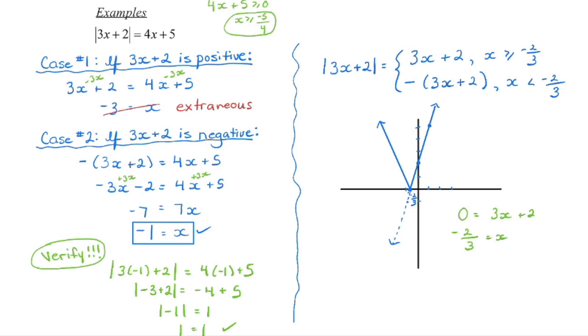So in case 1, we know that x has to be greater than or equal to -2/3. -3 does not fit that condition. -3 is going to be down here, so we know that's not going to be a solution. In my second case, we know that x is going to be less than -2/3. -1 is less than -2/3, so that is a root that is going to be a solution to the equation. Always, you can substitute them back in, make sure the left side is equal to the right side.